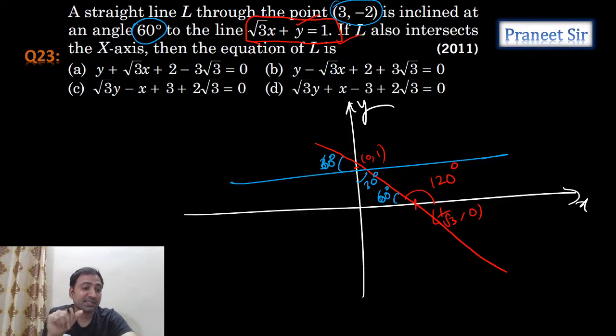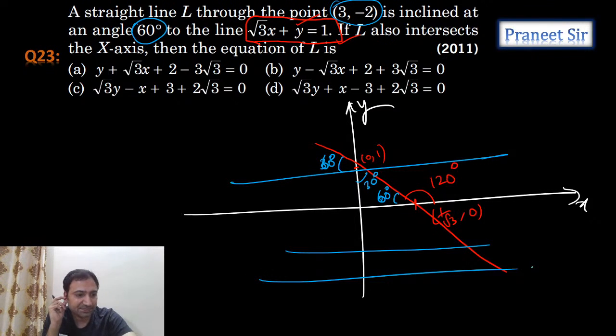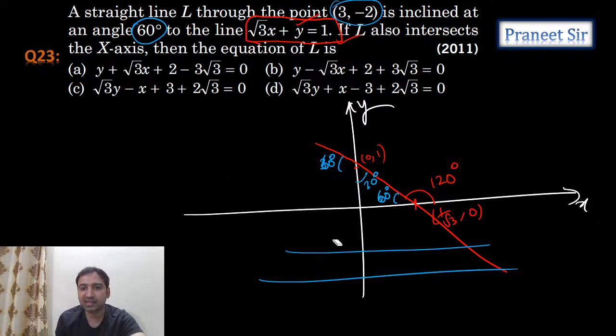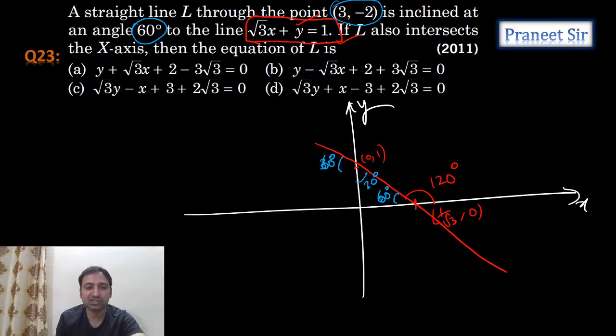But it has to intersect the x-axis, guys. A horizontal line will never intersect the x-axis. Correct or not? So the horizontal line we are getting here should be wrong. That's why we can't take this horizontal line. Why? Because it has to intersect the x-axis, compulsorily. It has to be other than a horizontal line, so we can't take this.